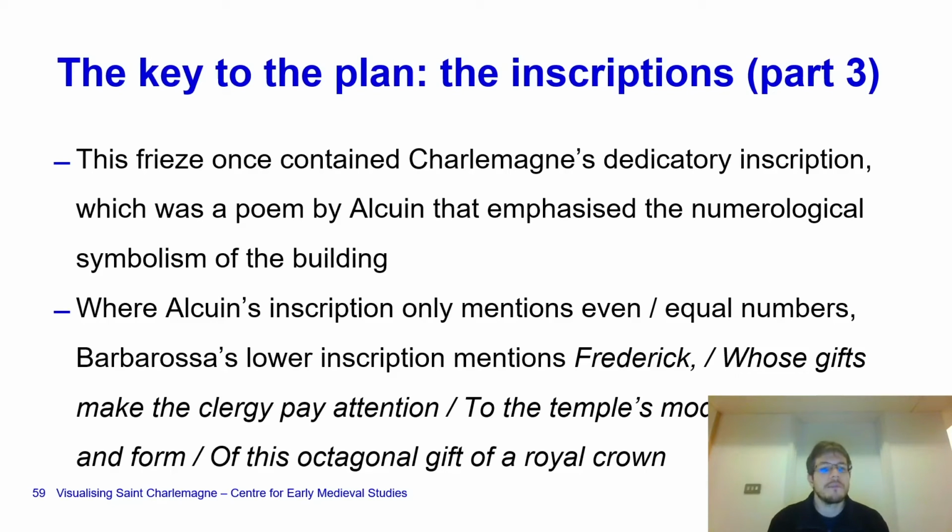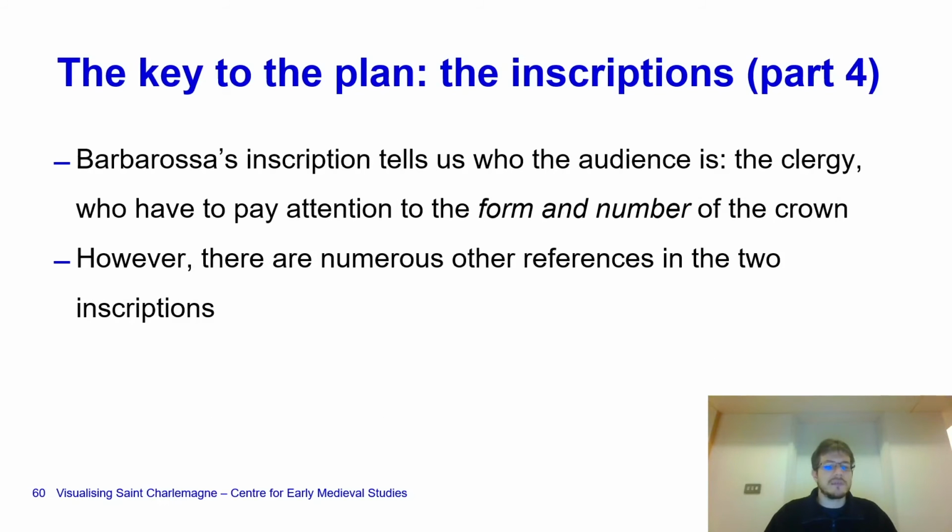Where Alcuin's inscription, however, only mentions even or equal numbers, Barbarossa's lower inscription mentions Frederick, whose gifts make the clergy pay attention to the temple's model in number and form of this octagonal gift of a royal crown. So Frederick Barbarossa also calls the crown chandelier a royal crown, and he explicitly states that the number and form are imitated, so that the temple, being the church, is imitated through the chandelier. So none of the symbolism seems to be accidental.